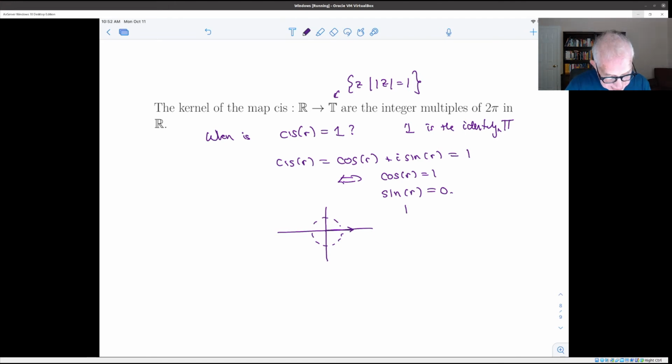So this is the same thing as saying that R, remember, R can be any real number, but if R is a multiple of 2 pi times an integer, then you're going to get cosine of R equal to 1 and sine of R equal to 0, and that's the only case. So the kernel is 2 pi Z, which is a subgroup of R. It's the collection of integer multiples of the number 2 pi.